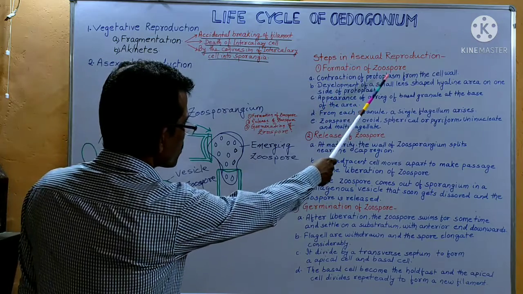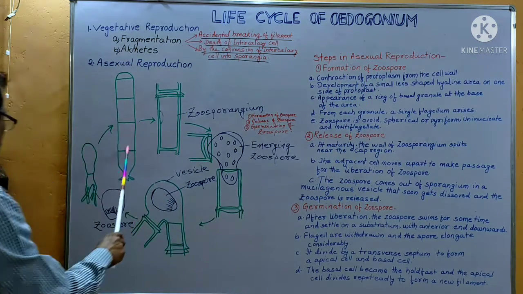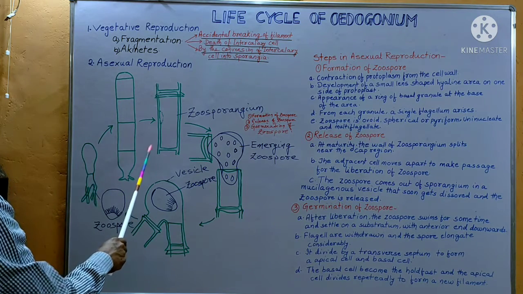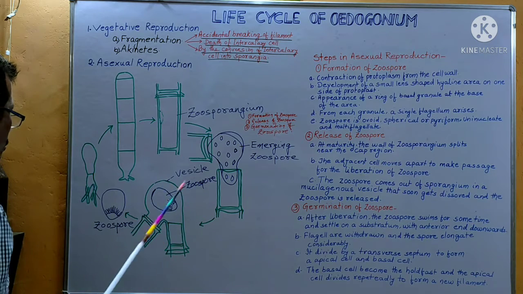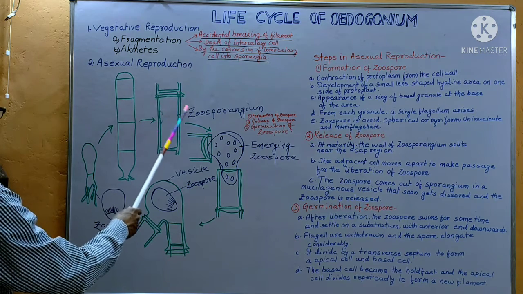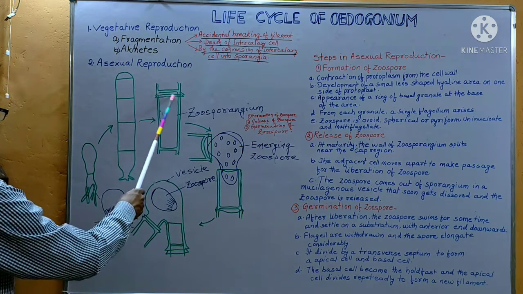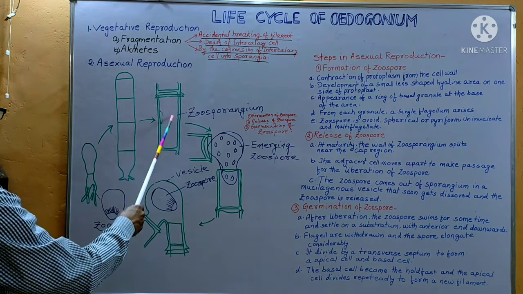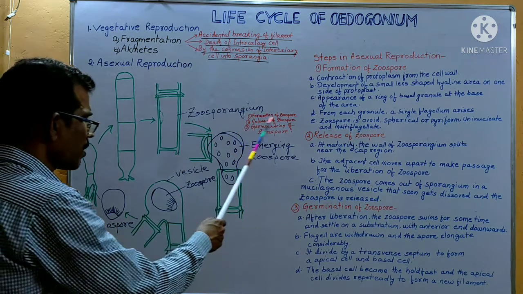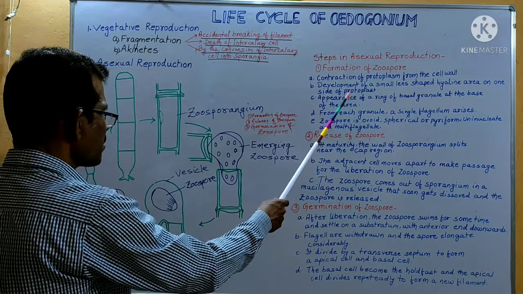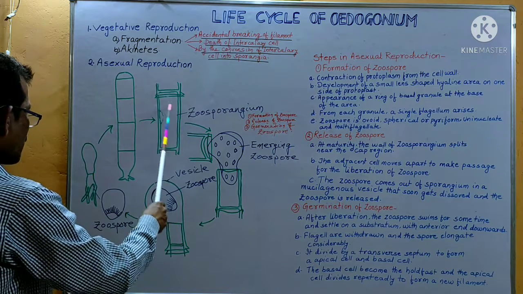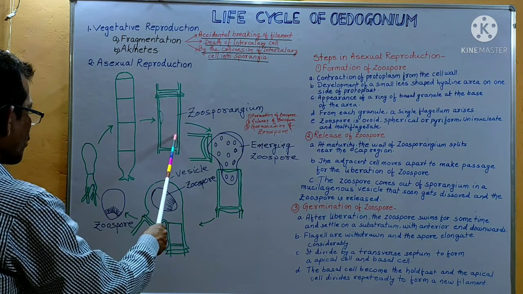So first is formation of zoospore. In the filament of Oedogonium, all the vegetative cells except the holdfast can behave as sporangium. Usually, any vegetative cell having apical caps can behave as a sporangium, and inside each sporangium a single zoospore is formed. The zoospore formation begins with the contraction of protoplasm from the cell wall. So this is a zoosporangium, and at the beginning the protoplasm contracts from the cell wall.